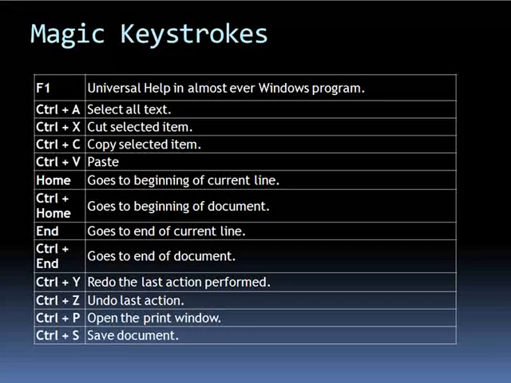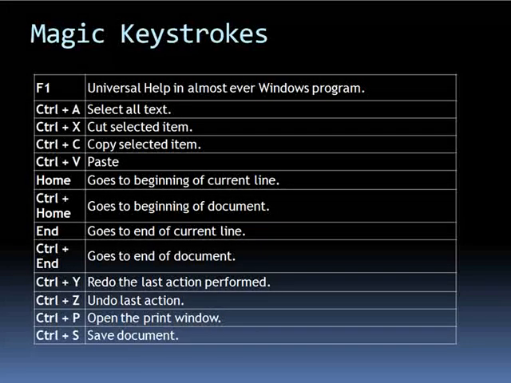Let's look at some of the magic keystrokes. F1 is a universal help in almost every Windows program. Control A selects all the text. Control X cuts it. Control C copies it. Control V pastes. Home goes to the beginning of the current line. Control Home goes to the beginning of the current document. End goes to the end of the line. Control End goes to the end of the current document.